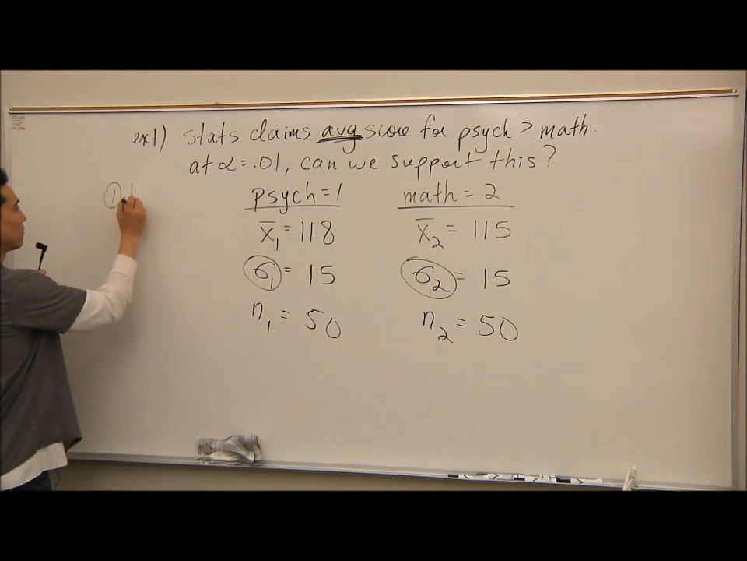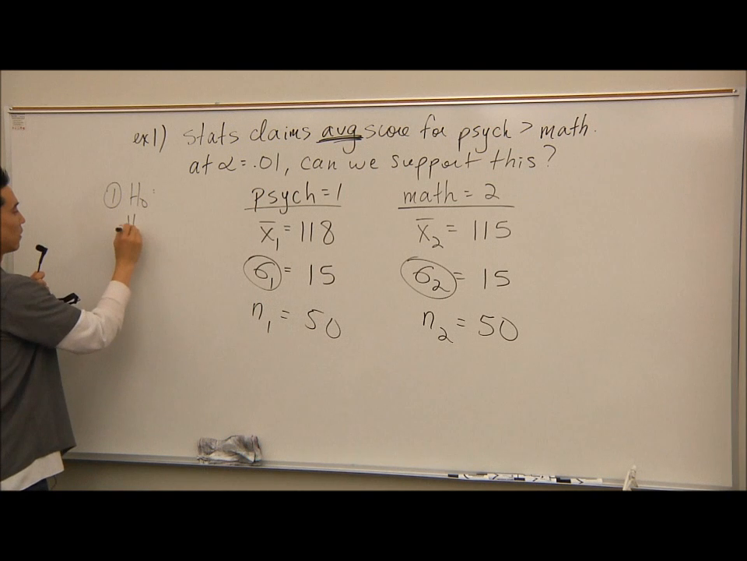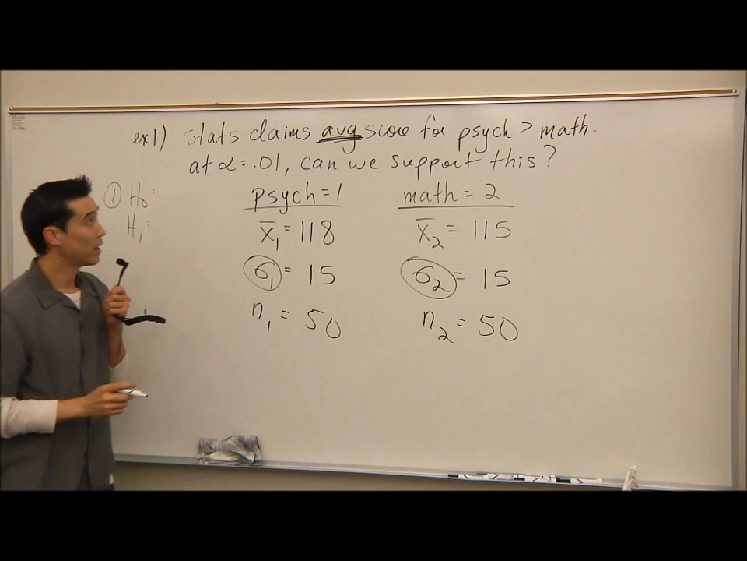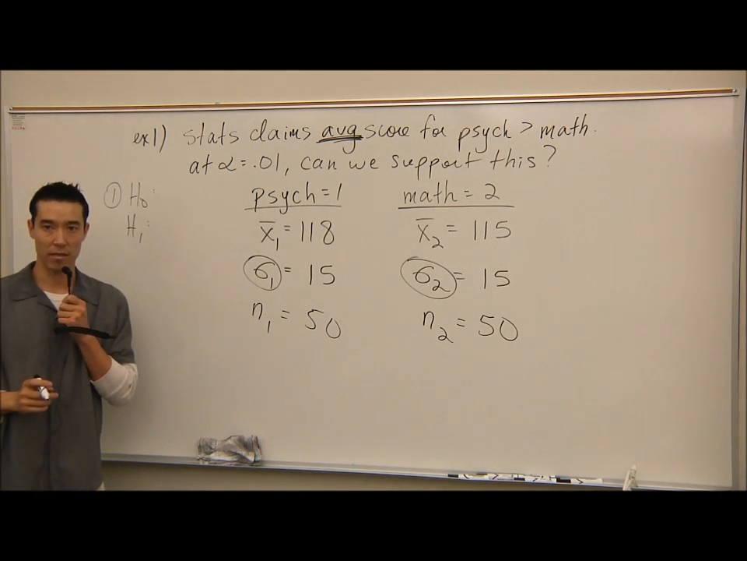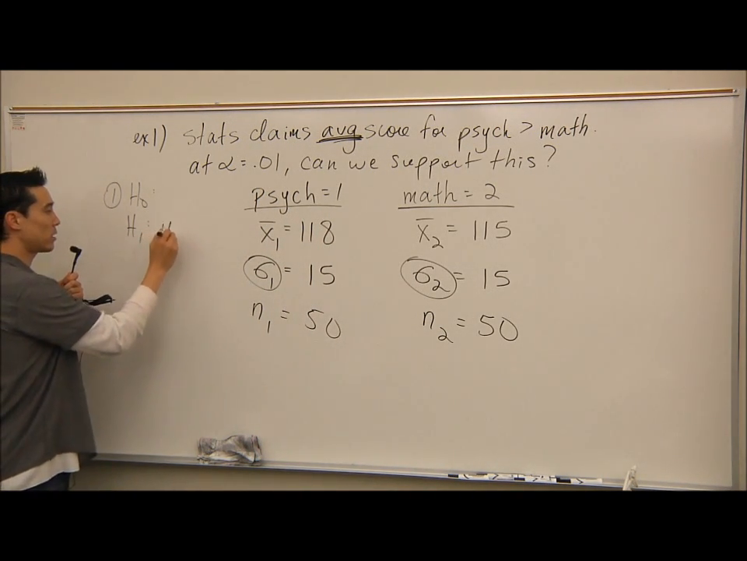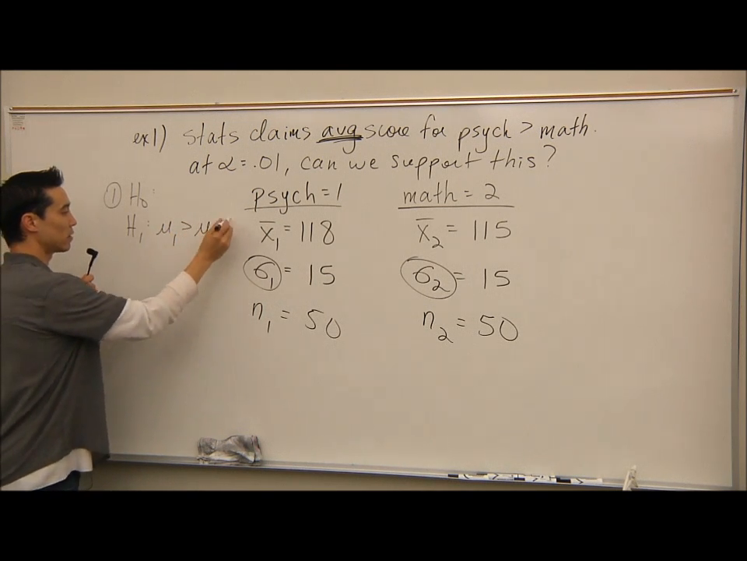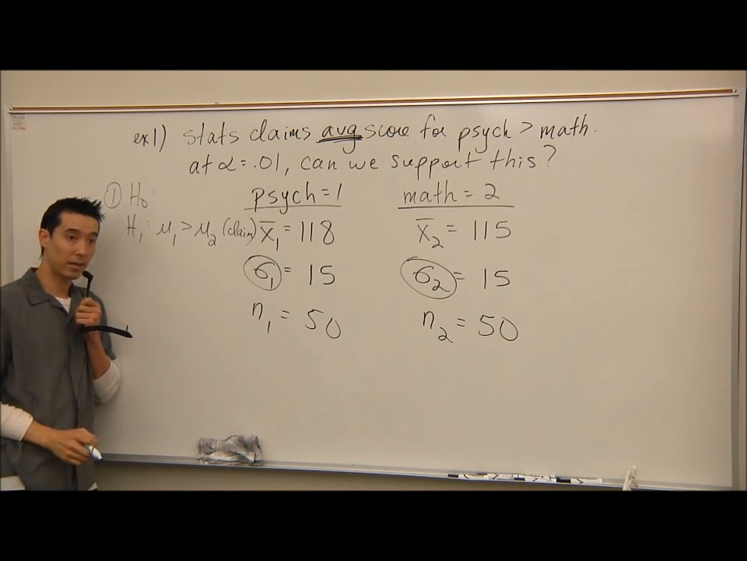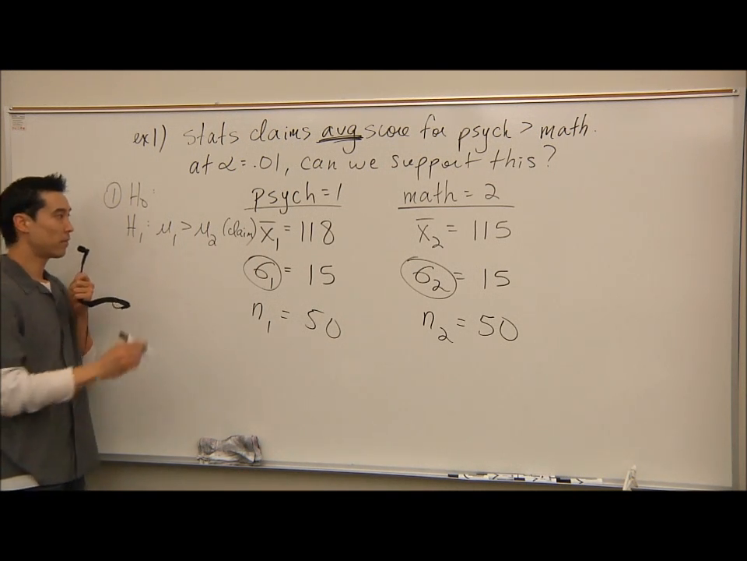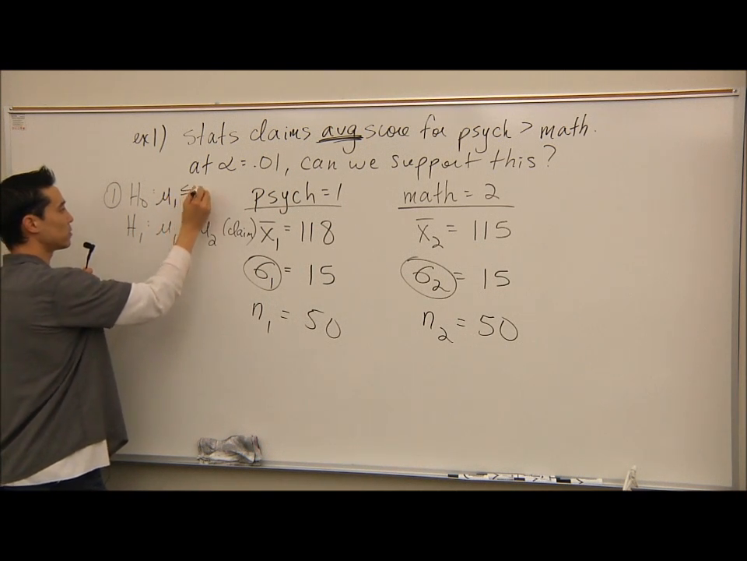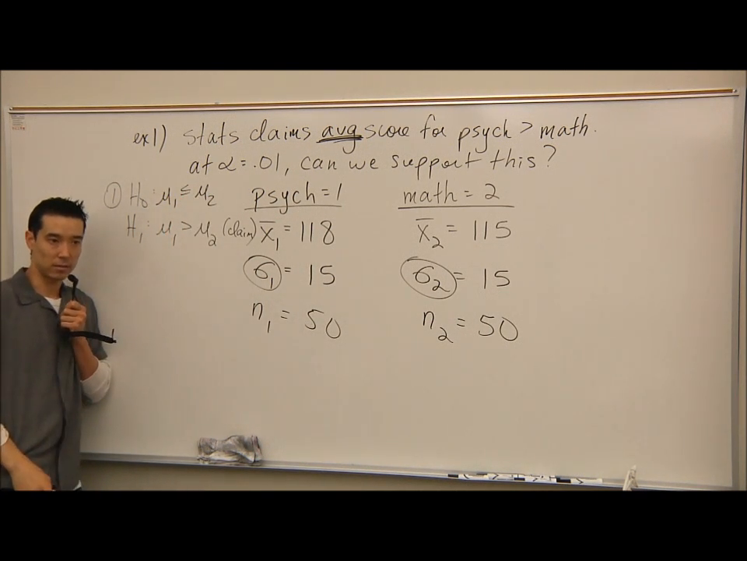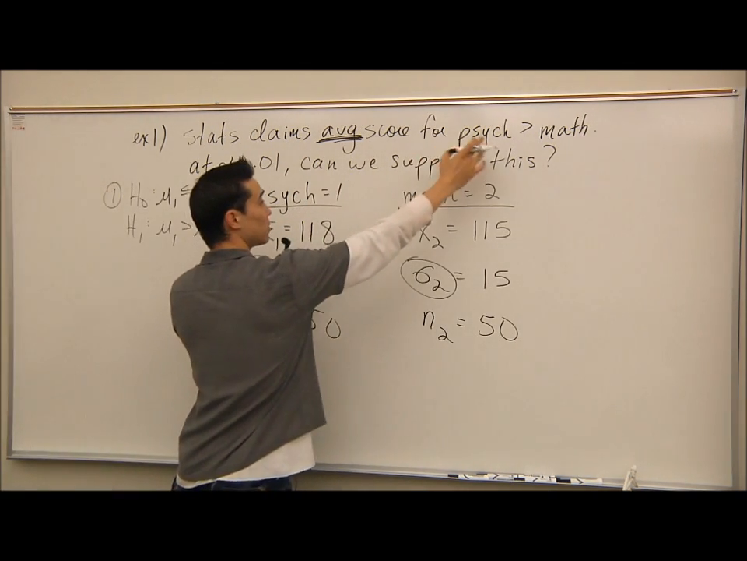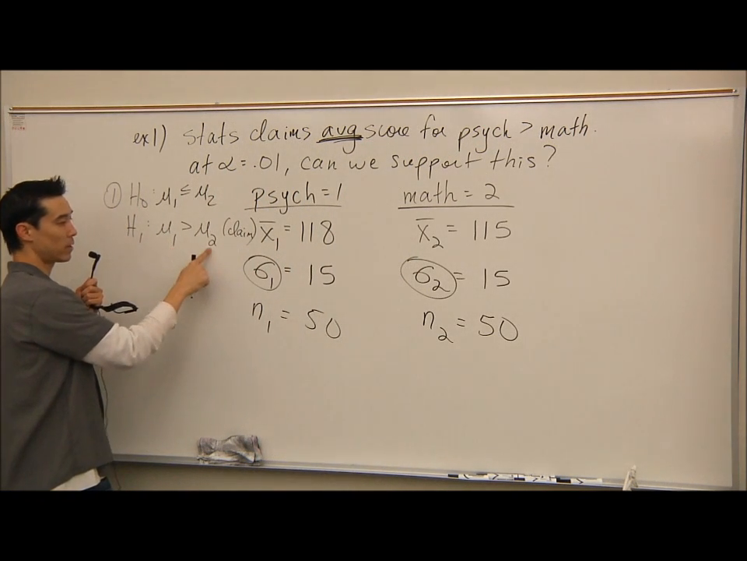Step 1. So we're labeling psychology as 1 and math as 2, and the claim is psychology greater than math. So mu1 greater than mu2. That's the claim. So that would be the alternative hypothesis. Therefore, mu1 less than or equal to mu2 would be the null hypothesis. Again, it's based on my labeling. I let psychology be 1, and he said psychology is bigger than math. So 1 greater than 2.